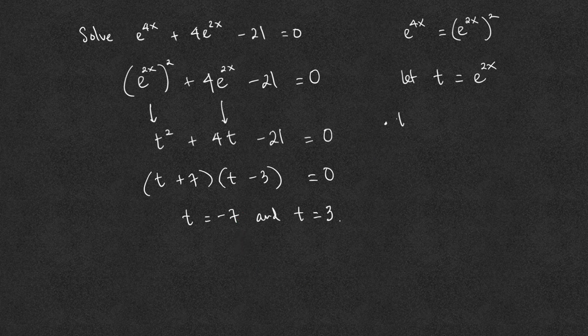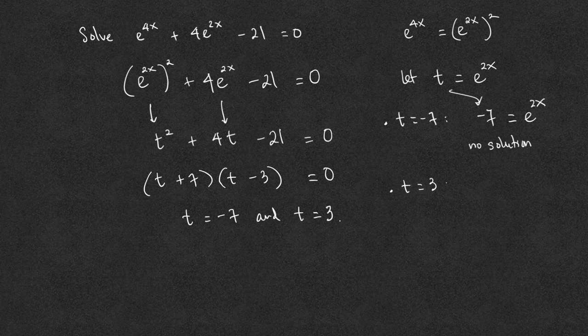First, t equals negative 7. We would write this as negative 7 equals e to the 2x. And we see that there is no solution in this case because e raised to any power is a positive number. Even if we take ln of both sides of the equation, we cannot take the log of a negative number. We move on to the next t.